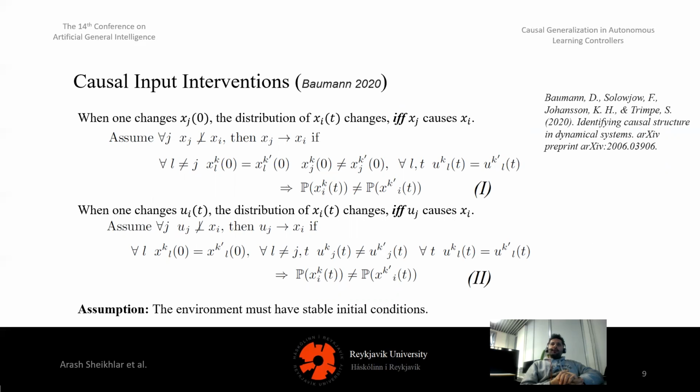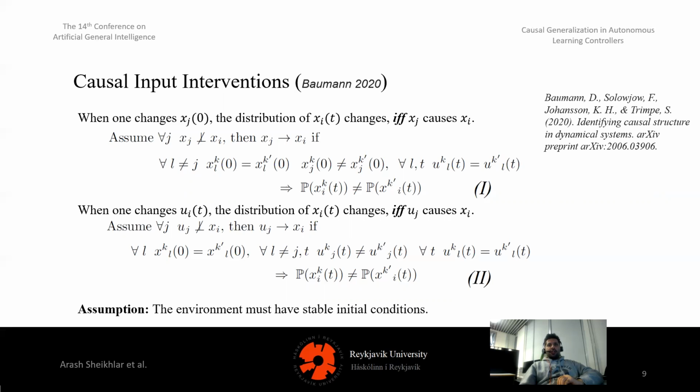So we need a controller that applies proper interventions to discover the causal relationships between variables. It applies intervention and carefully observes the outcome of those interventions. There are two types of input interventions.